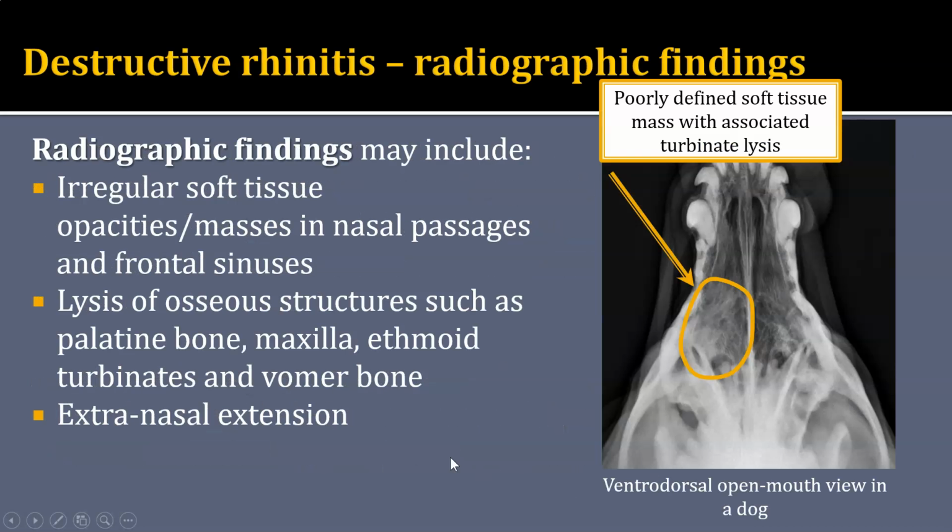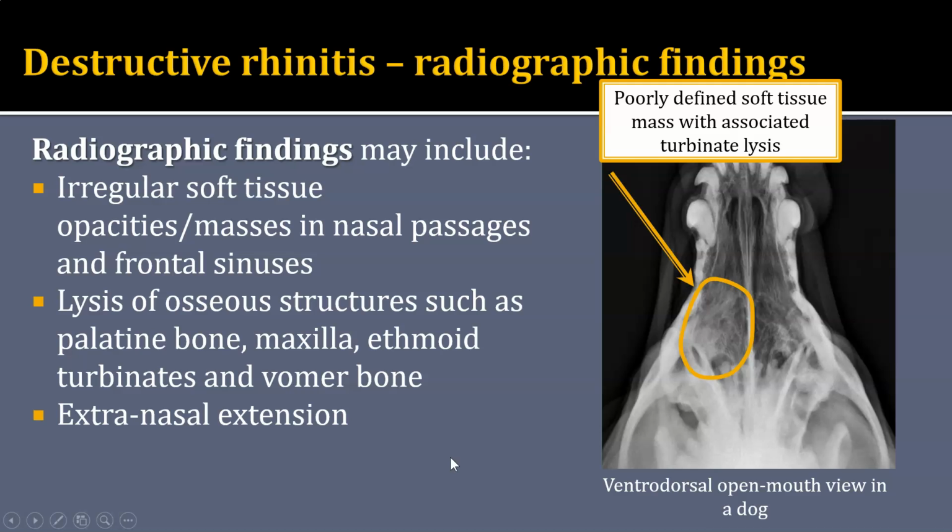This slide lists the types of radiographic findings that we're going to hopefully identify. Certainly, we're going to see most of the time that there is some sort of irregular soft tissue opacity or mass in the nasal passage and oftentimes the frontal sinus. Again, when we have increased fluid or soft tissue opacity in the frontal sinus, it may just be fluid because it can't drain, being obstructed by the mass within the nasal passage, but it is also possible that it is extension of the mass into the frontal sinus.